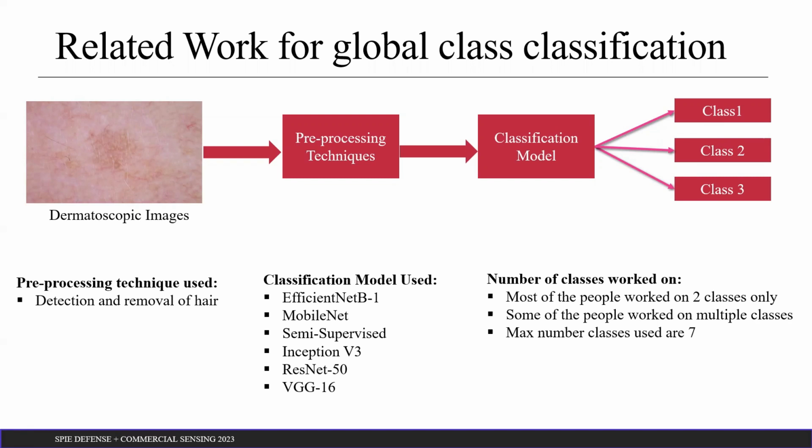And the classification models used till now are EfficientNet V1, MobileNet, some semi-supervised models, then Inception V3, ResNet 50, ResNet 101, and then VGG, and simply CNN.